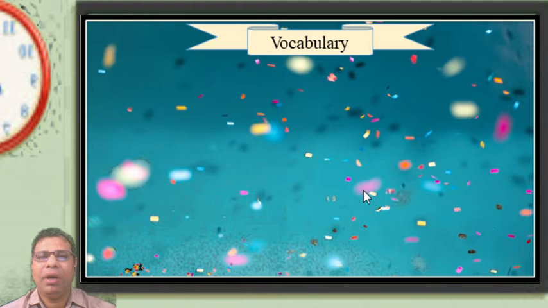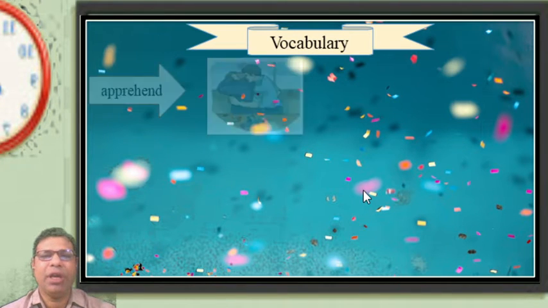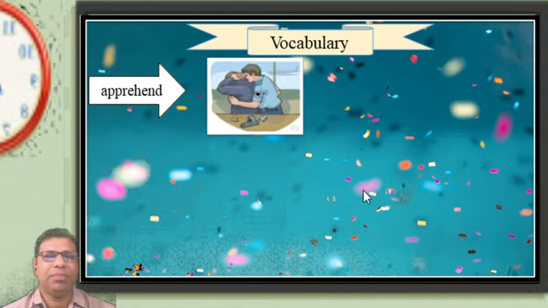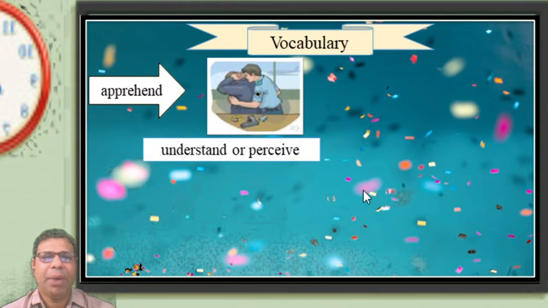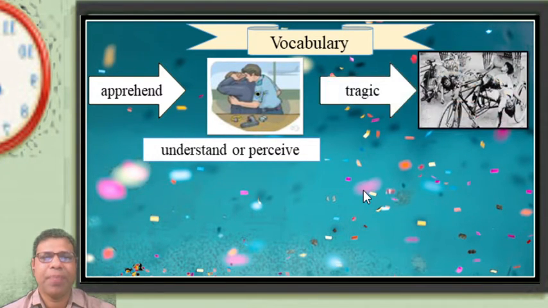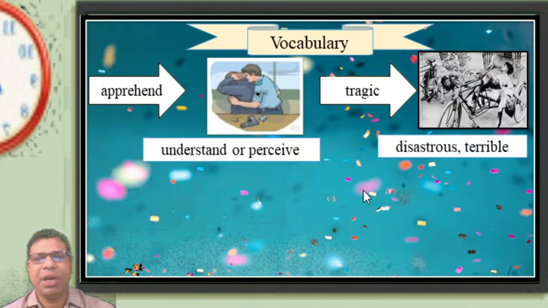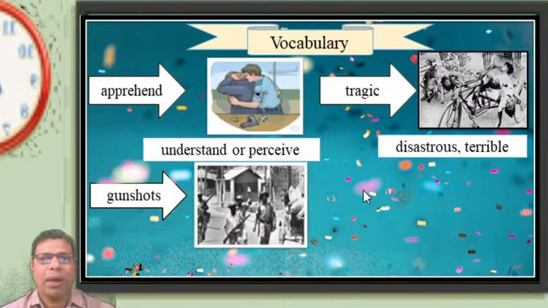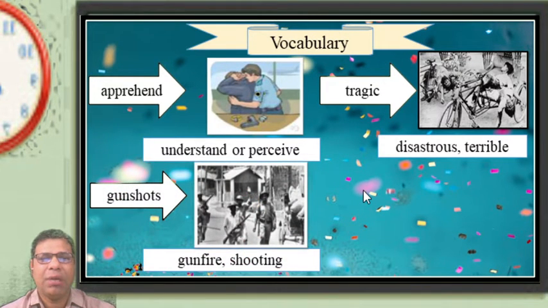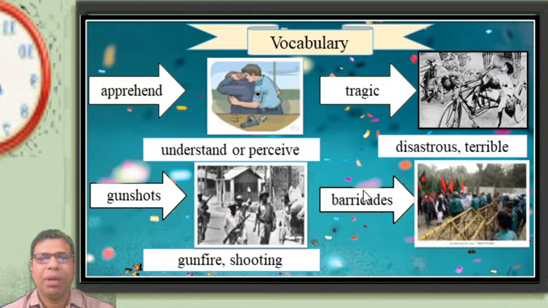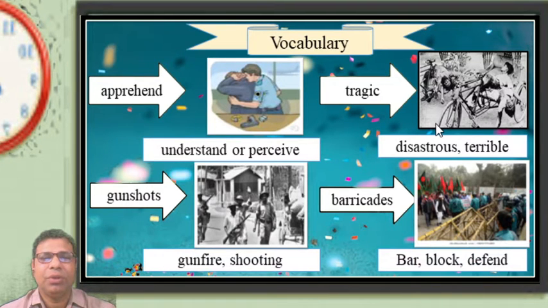So let's know some vocabulary at the very beginning of the lesson. Apprehend means understand or perceive. Tragic, look at the pictures. Disastrous or terrible. Gunshots, that means gunfire or shooting. And barricade, look at the pictures, and bar, block or defend.